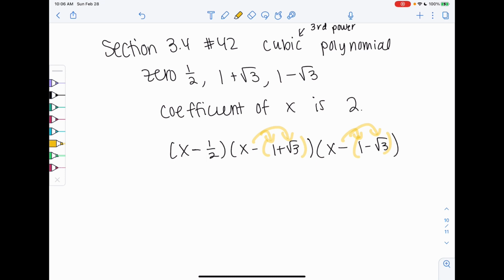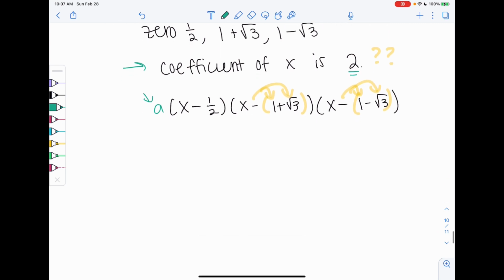And so the coefficient of x is 2. We'll come back to that. So we've learned that there's probably a coefficient out front, but that's not the coefficient of x. So I'm just going to call that a for now. That's not necessarily this coefficient. So we'll come back to what to do with this at the end. So let's go ahead and multiply this out.